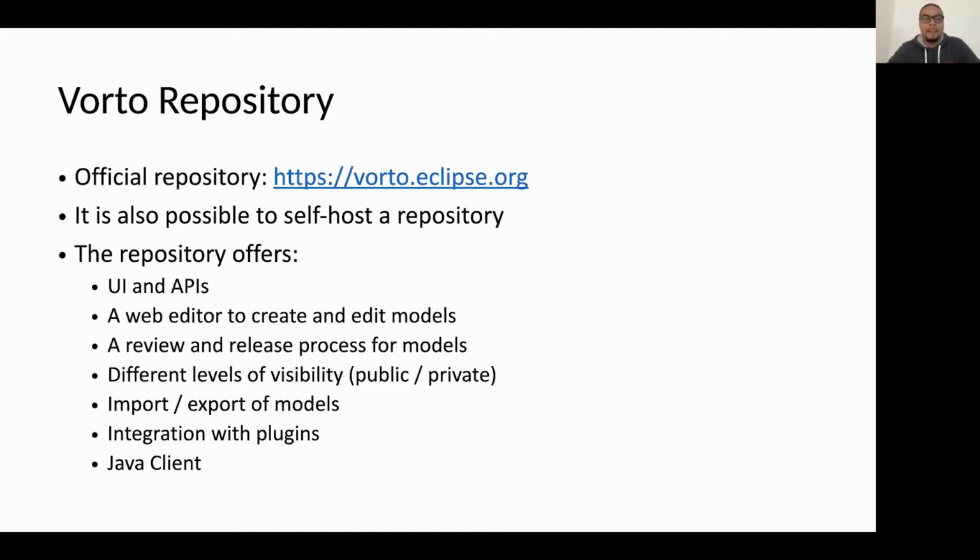Public models can be accessed without any authentication by anyone, while private models can only be accessed by collaborators in the namespace that you're working in.